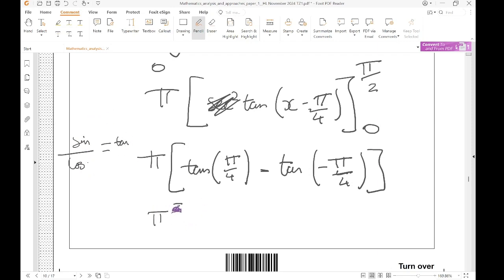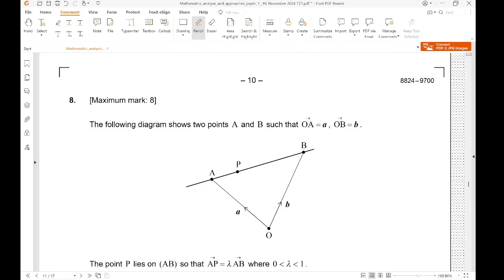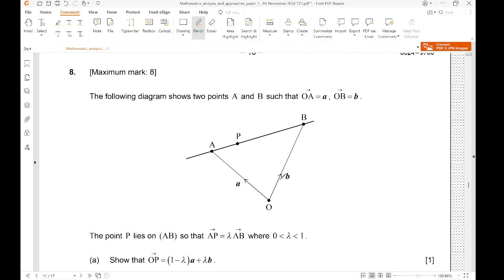So it is pi times 1 minus tan of minus pi over 4, which will be the same, it will just be negative, so negative 1. Essentially negative and negative make positive, so you get 2 pi as your answer. What an amazing value to get after all that working out. Hopefully you've gotten that. So now let's move on to the next question.